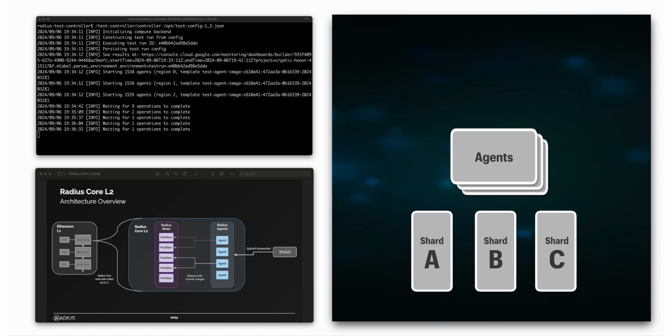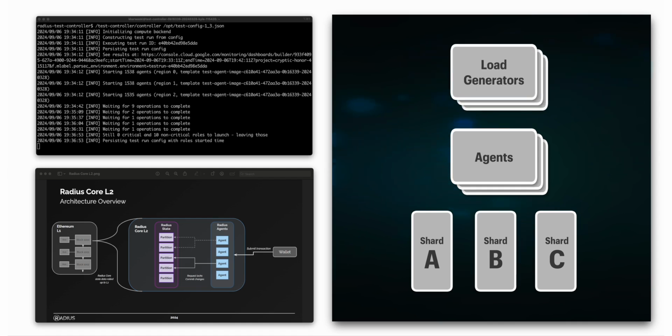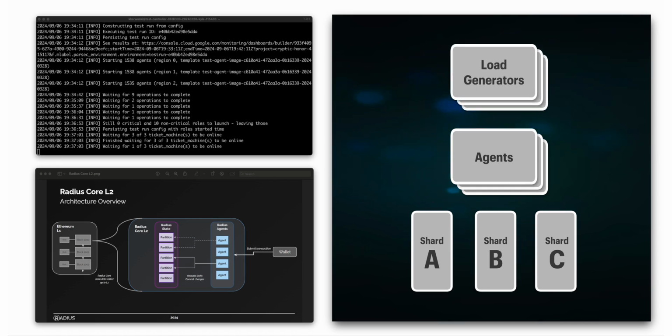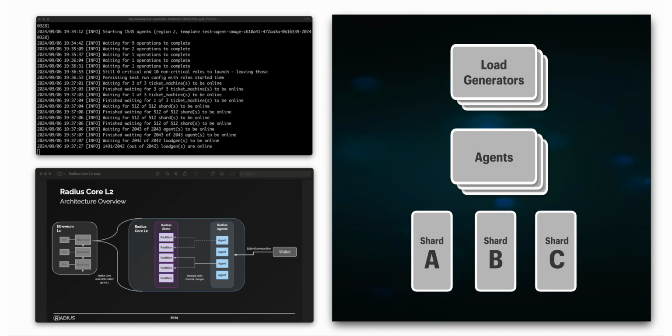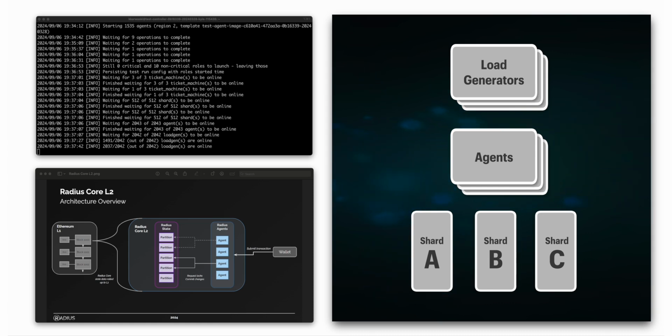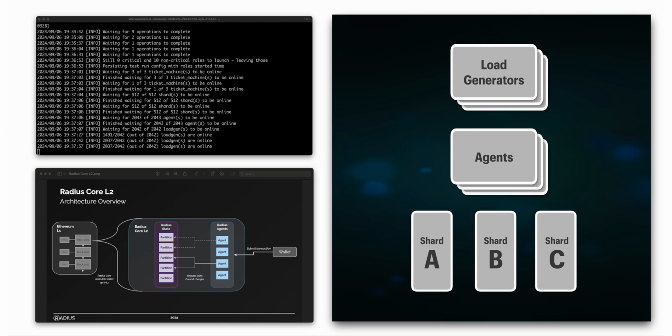The last major piece of the puzzle here is the load generators. Their role is to create and sign Ethereum transactions, which are sent to the agents via JSON RPC calls, and then wait for a reply. They act just like any other Ethereum wallet, such as MetaMask, but they are pointed at the Radius Core system, and they generate thousands of transactions each.